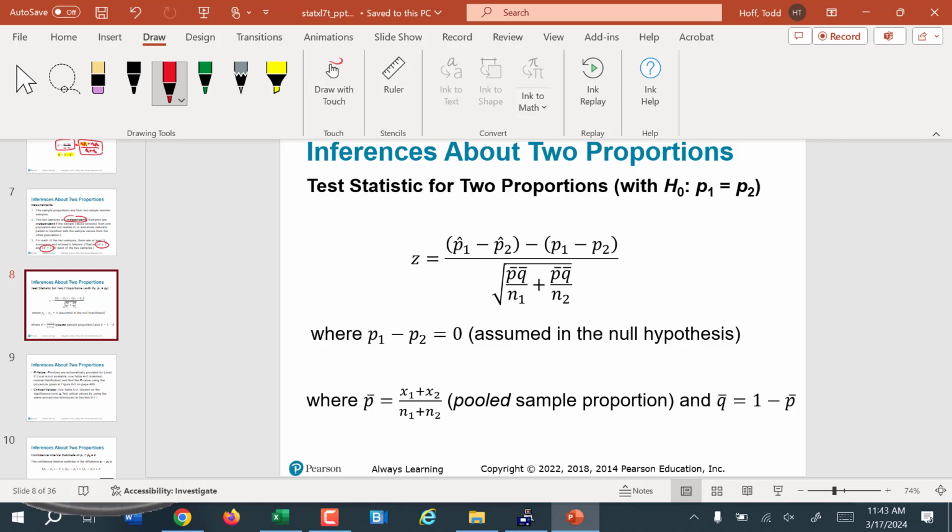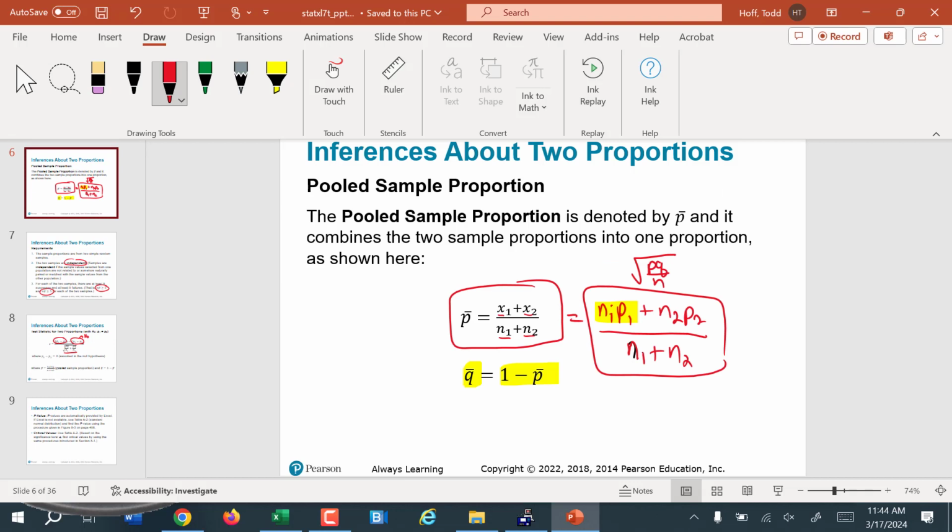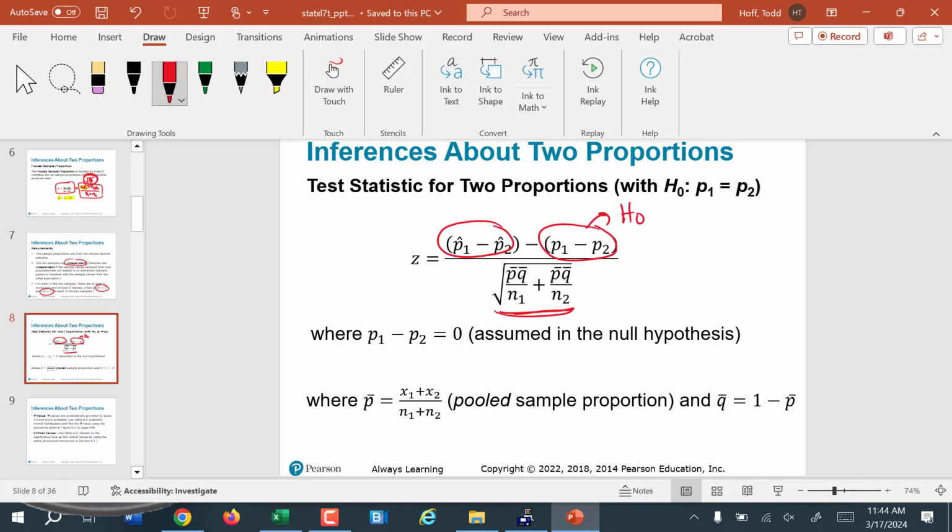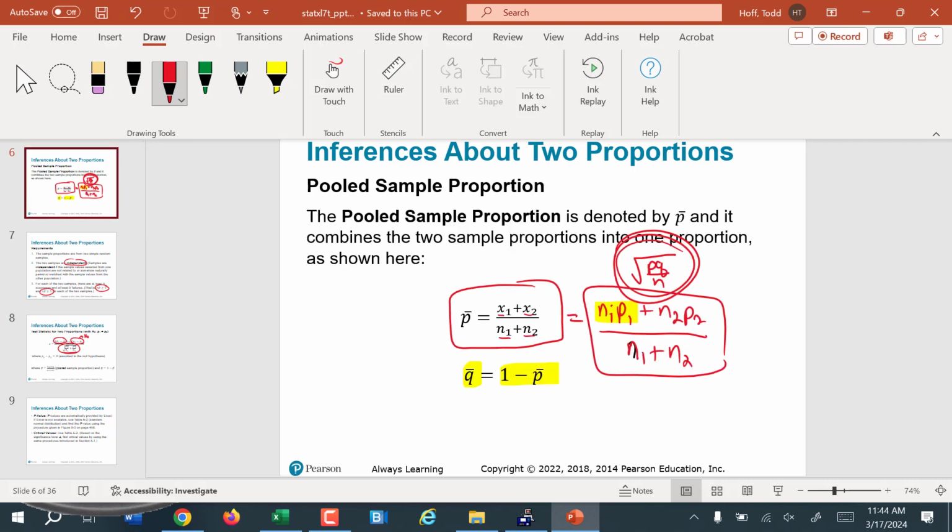So then our test statistic is right here. The difference between the two sample proportions minus the hypothesized difference in the population proportions. Remember, this comes from that null hypothesis, H0. Over, this is our standard error of the sample proportions. Remember, we said for one sample, that standard error was the square root of P times Q over N. Now that we're looking at two samples, we combine them using this, where that P bar and Q bar are that pooled proportion from up here.